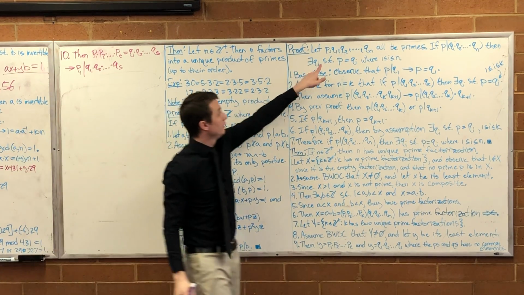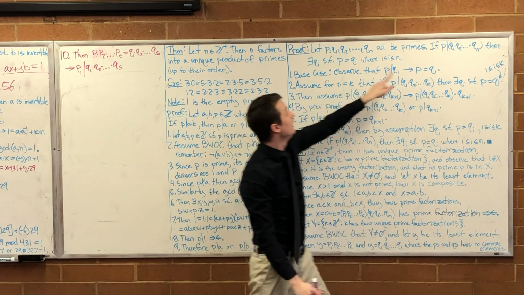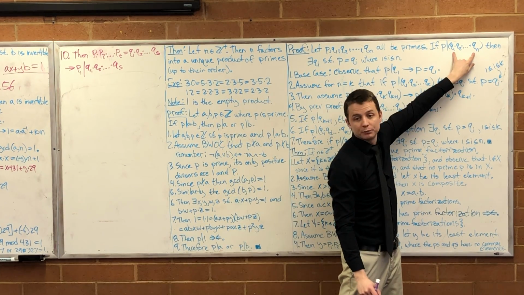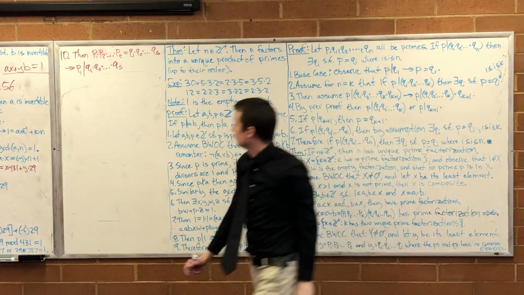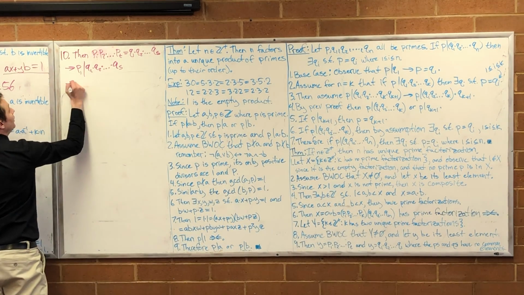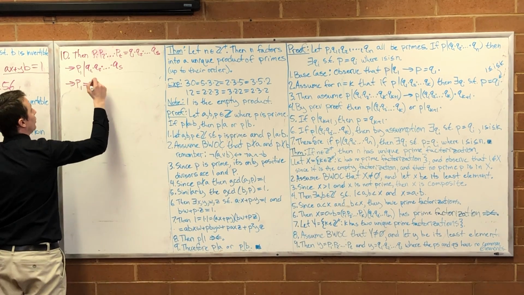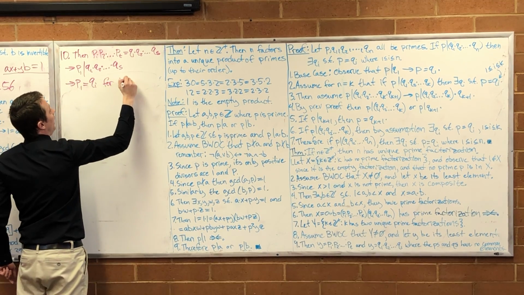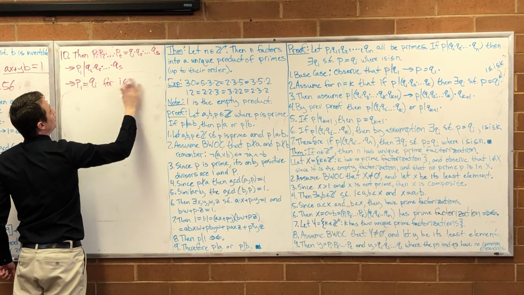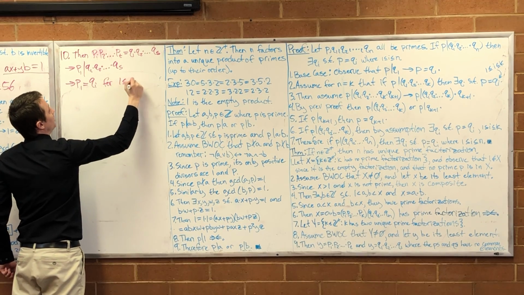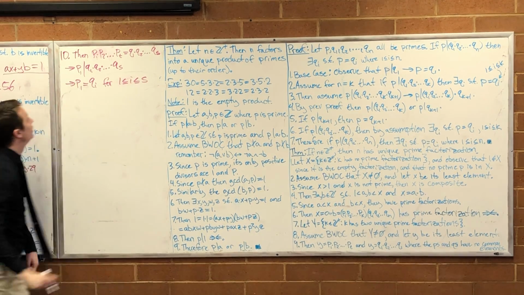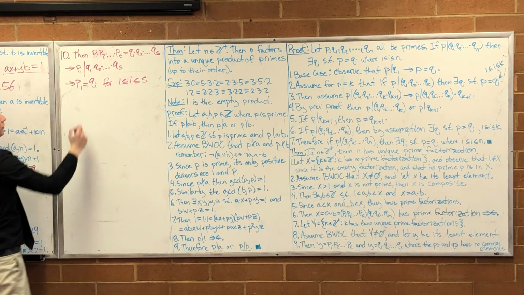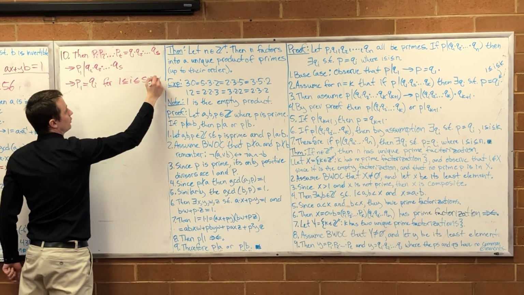Using our theorem right here, if P divides a product of primes, then P is one of those primes. So then that gives me P1 is equal to Q sub I for some I, 1 less than or equal to I less than or equal to S. Contradiction. So P1 has to equal one of those. Perfect. Which is our contradiction.